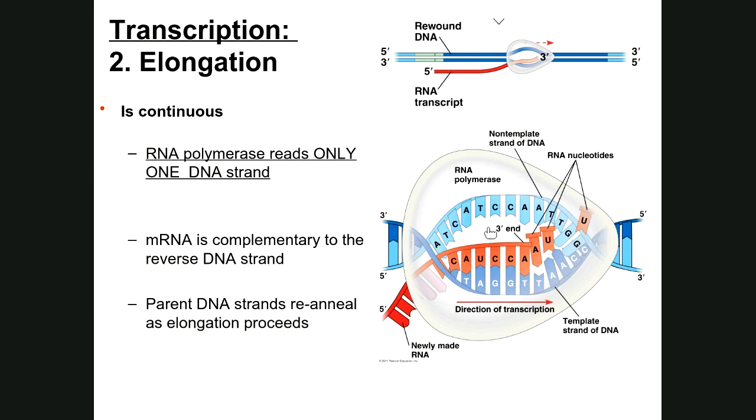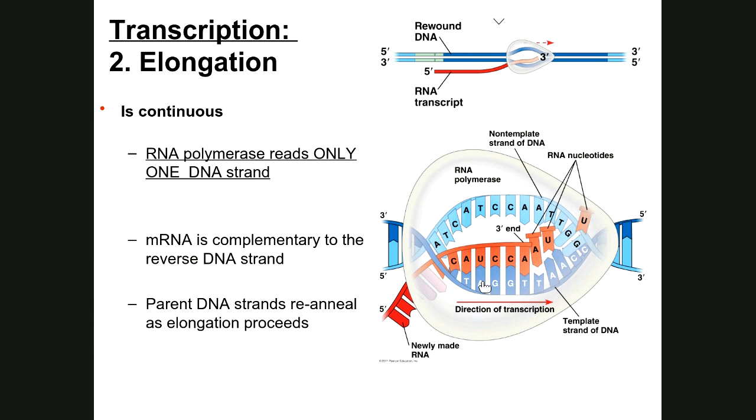Notice it's not being used as a template. Here's our reverse strand. Notice RNA polymerase here, which is depicted as a large blob shaped like a guitar pick. Notice it's only using the reverse strand. Again, what it's simply doing is RNA polymerase is reading the bases.